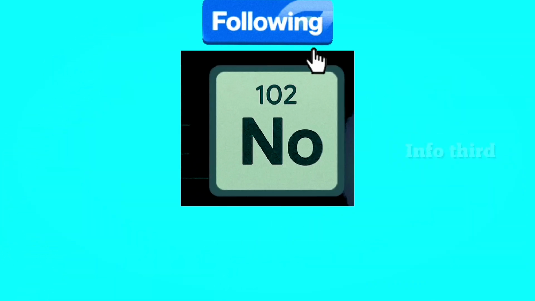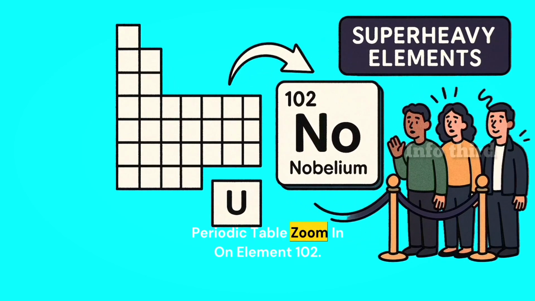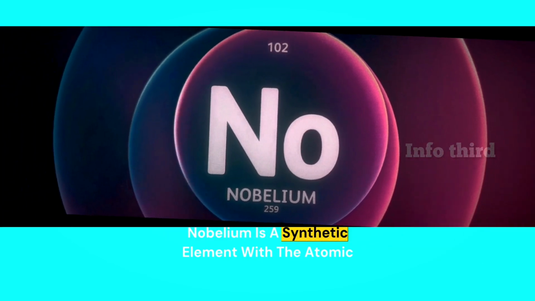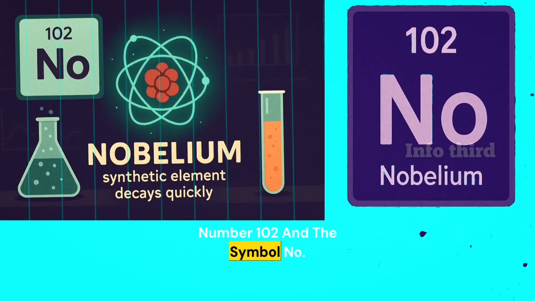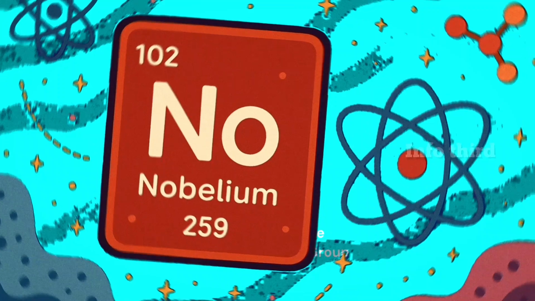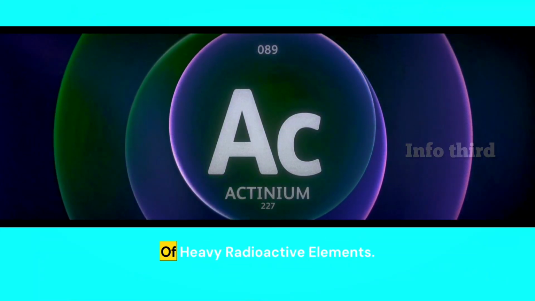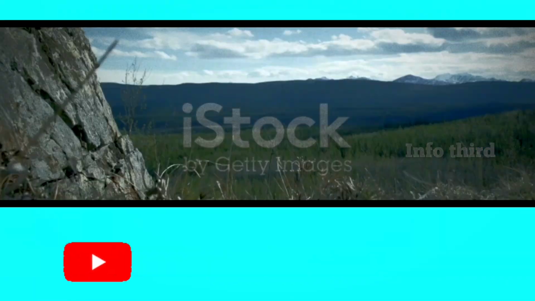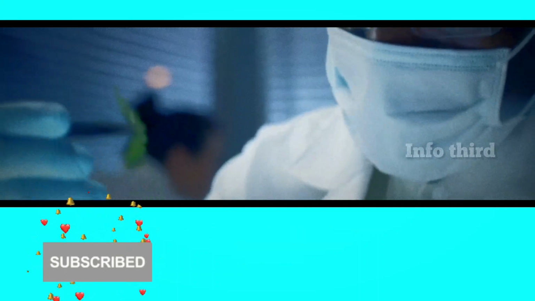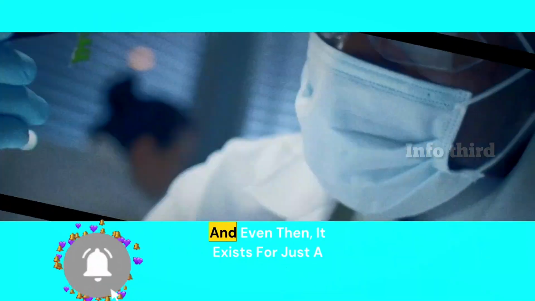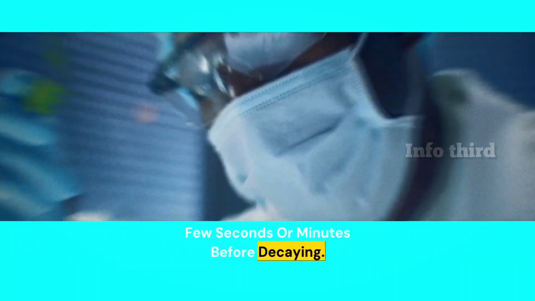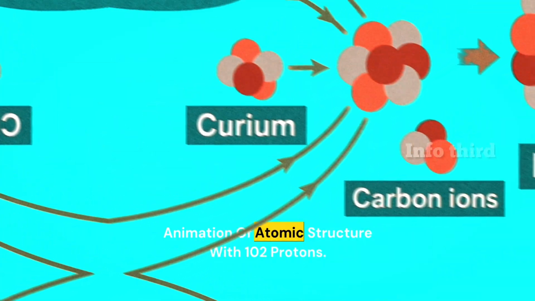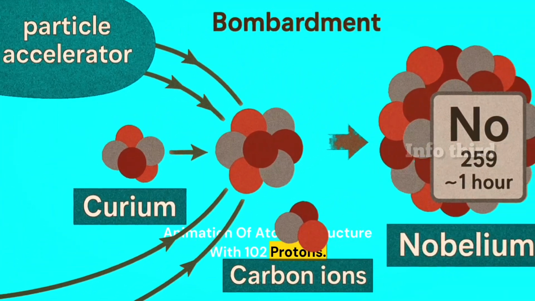What is Nobelium? Periodic table zoom in on element 102. Nobelium is a synthetic element with the atomic number 102 and the symbol No. It belongs to the actinide series, a group of heavy radioactive elements. You won't find Nobelium in nature. It has to be made in a lab, and even then, it exists for just a few seconds or minutes before decaying. Animation of atomic structure with 102 protons.